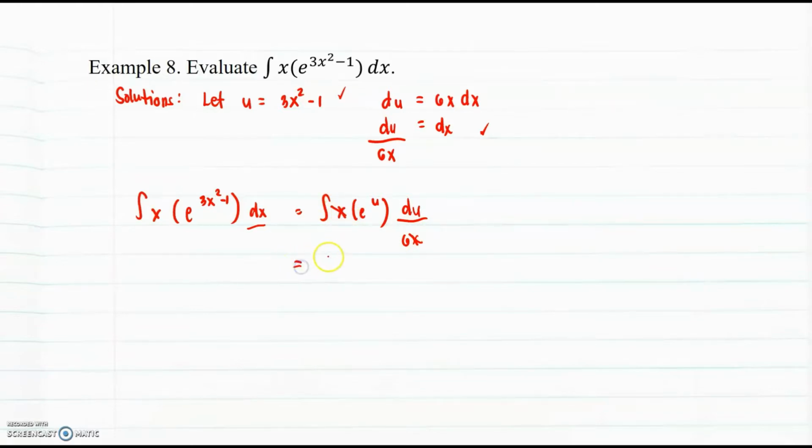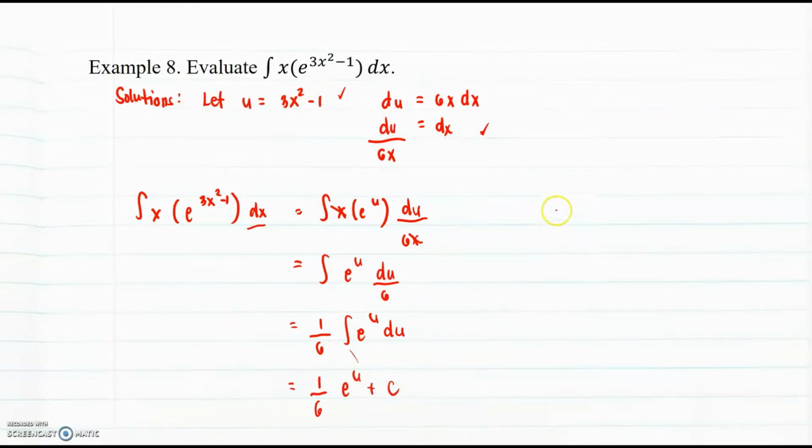So we have here the integral of e raised to u times du over 6. So that will be equal now to 1 over 6 times the integral of e raised to u du. Now we can apply the general exponential rule, which states that the integral of e raised to u is just equal to e raised to u plus c. So you have 1 over 6 times e raised to u plus c.